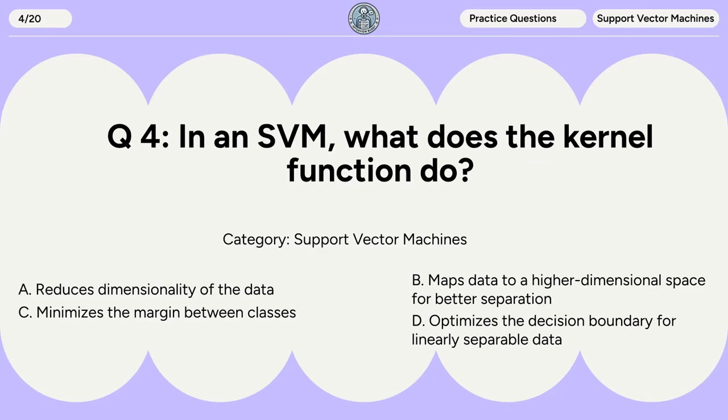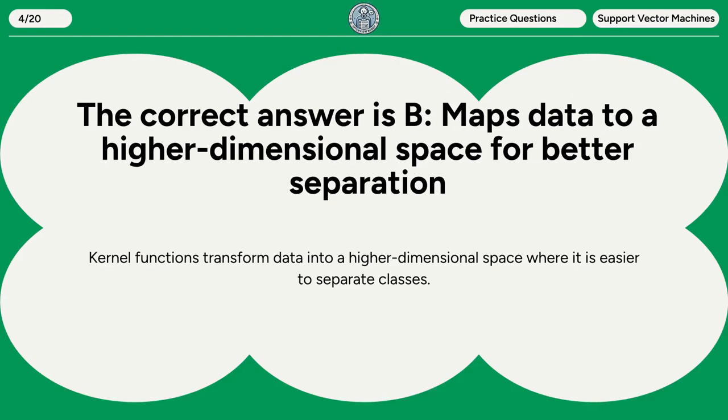Question 4. In an SVM, what does the kernel function do? A. Reduces dimensionality of the data. B. Maps data to a higher dimensional space for better separation. C. Minimizes the margin between classes. D. Optimizes the decision boundary for linearly separable data. The correct answer is B. Maps data to a higher dimensional space for better separation. Kernel functions transform data into a higher dimensional space where it is easier to separate classes.